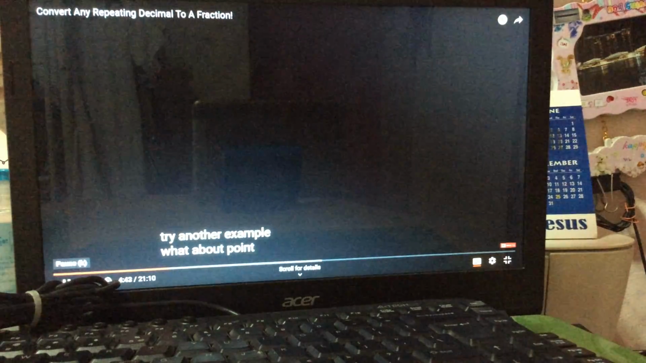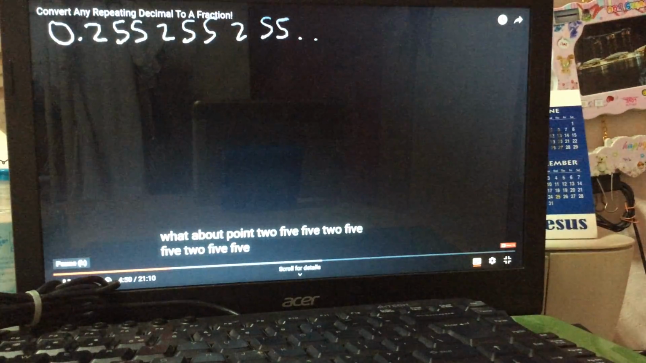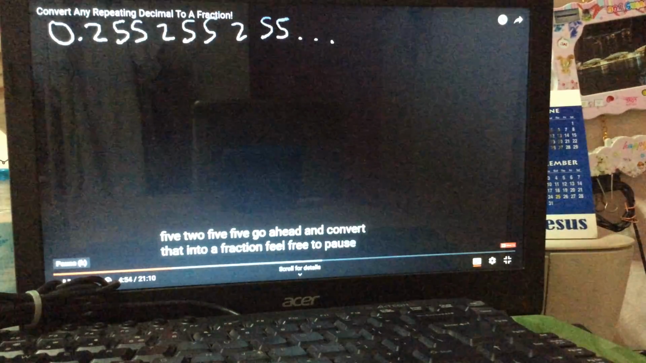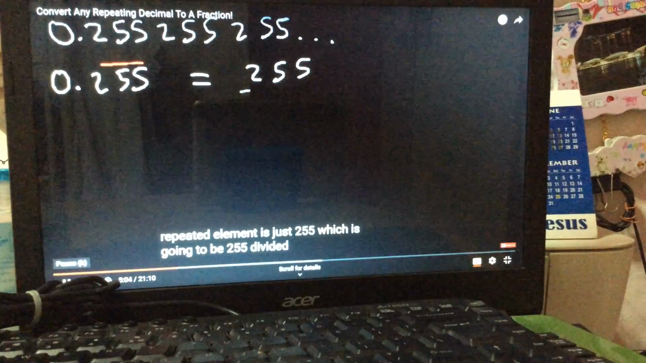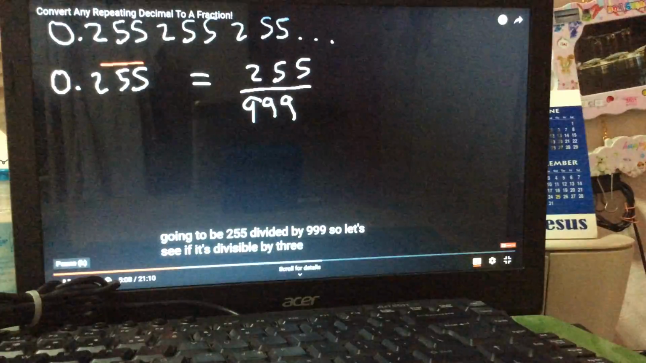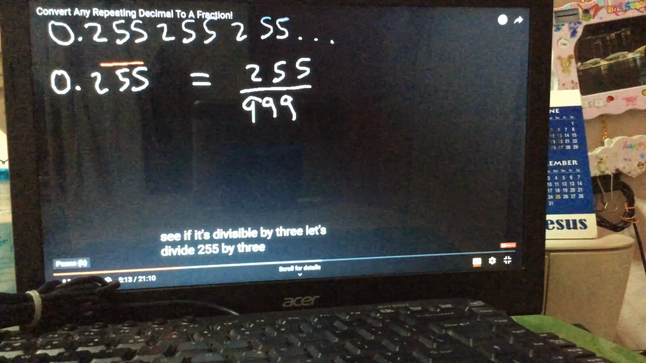Let's try another example. What about 0.255 repeating? Go ahead and convert that into a fraction. Feel free to pause the video. So we can see that the repeating element is just 255, which is going to be 255 divided by 999. So let's see if it's divisible by 3. Let's divide 255 by 3.